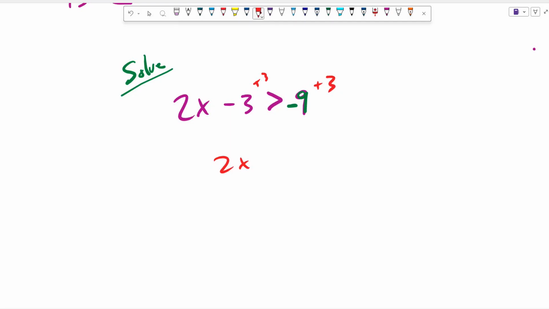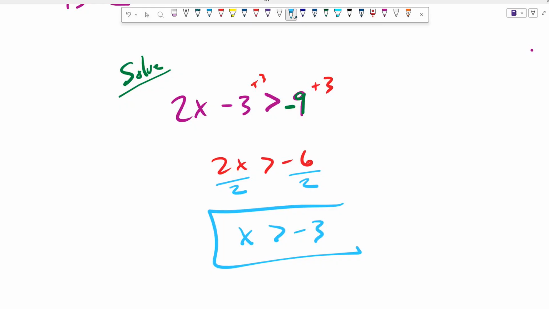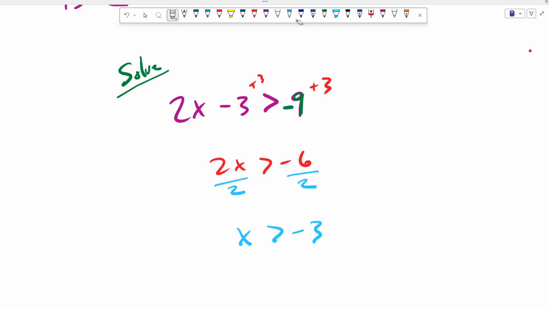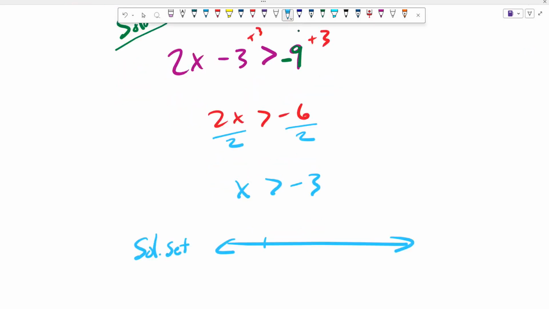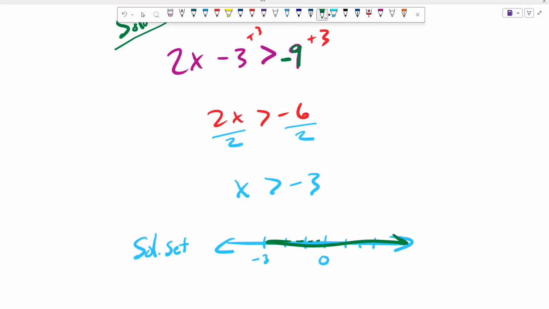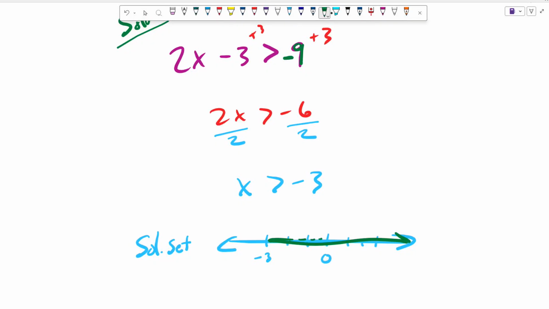Let's go -9. What was our first step? And then divide by 2. Do I have to flip the inequality sign? No, because we're not dividing or multiplying by a negative. Is this my solution set? No. All three of these are called equivalent inequalities.